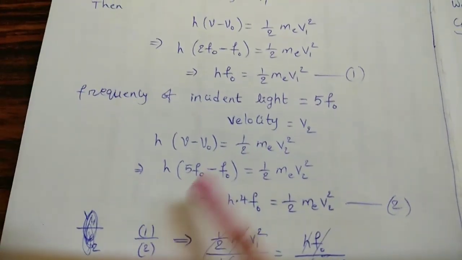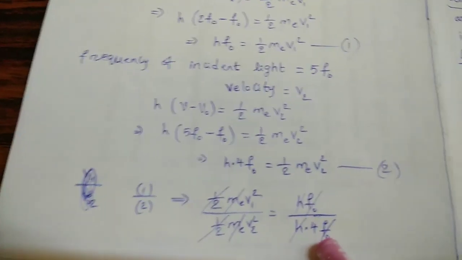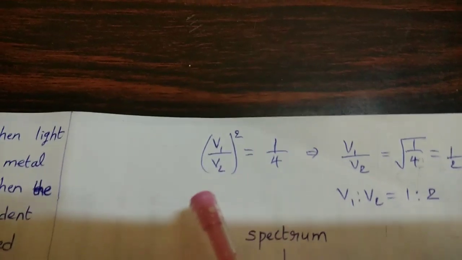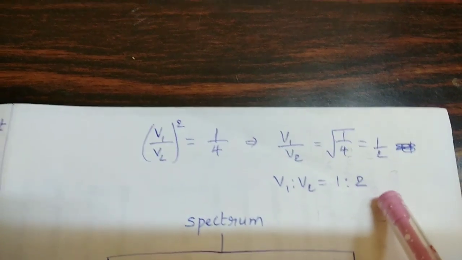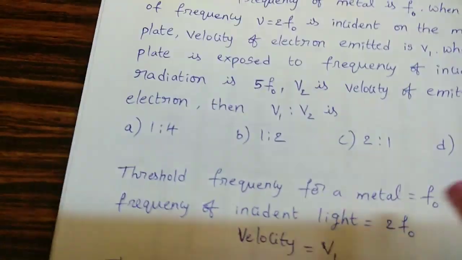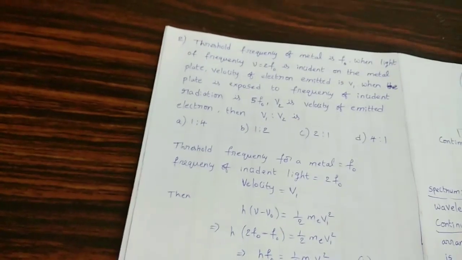Now the ratio v1 by v2. So that's why we are doing like this. So finally we can get this one. v1 is to v2 equal to 1 is to 2. Okay. So what is the option? Option B is the answer. Now see this one. Next question.